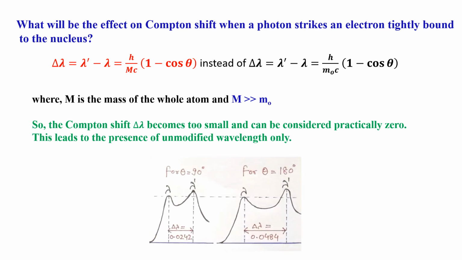Now, experimentally, we are getting two intensity peaks of scattered radiation. First peak is called the unmodified wavelength or Rayleigh line, and it appears due to scattering from a bound electron of the target atom. Whereas the second peak is called the modified wavelength or Compton line, and occurs due to the scattering from the free electron. So both the phenomena are happening in the Compton effect.